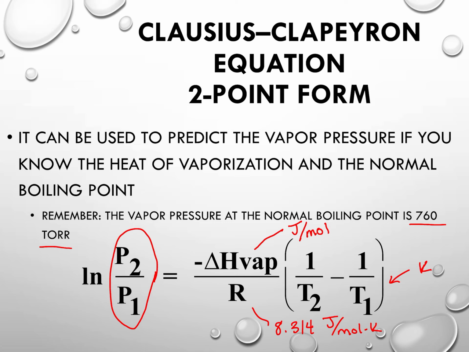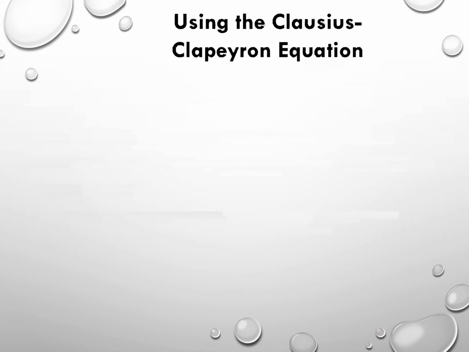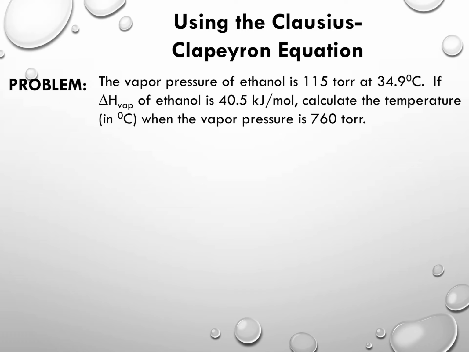And I've got a note here. Remember, the vapor pressure at the normal boiling point is 760 torr. So sometimes it will say something about the normal boiling point, or it will ask you something about the normal boiling point, and you're like, I need more information. Well, you have it. It's kind of like when we talk about STP, right? We know 1 atmosphere and 273 Kelvin and all that kind of good stuff. We know that the normal boiling point is 760 torr. So just keep that in mind. You may forget it. Let's do an example.